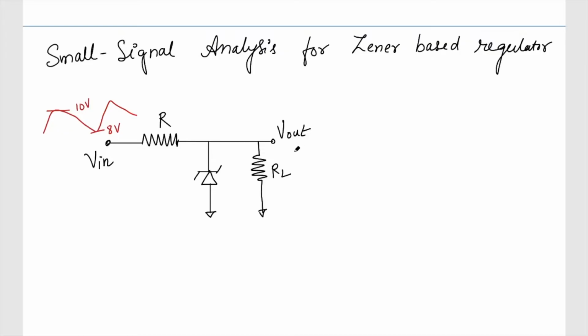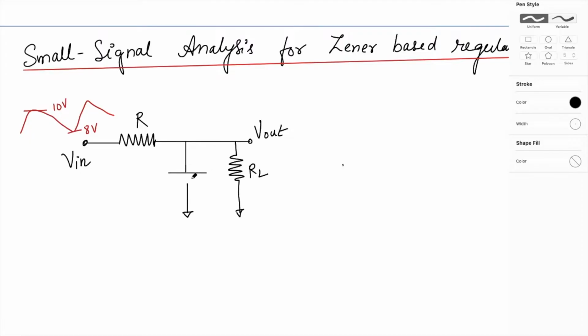And here what I want to know is, of course, if this is ideal, if it is an ideal Zener diode, then it will be something like this. But we know that it is not like this. We have a slight slope, and it is represented by Rz.